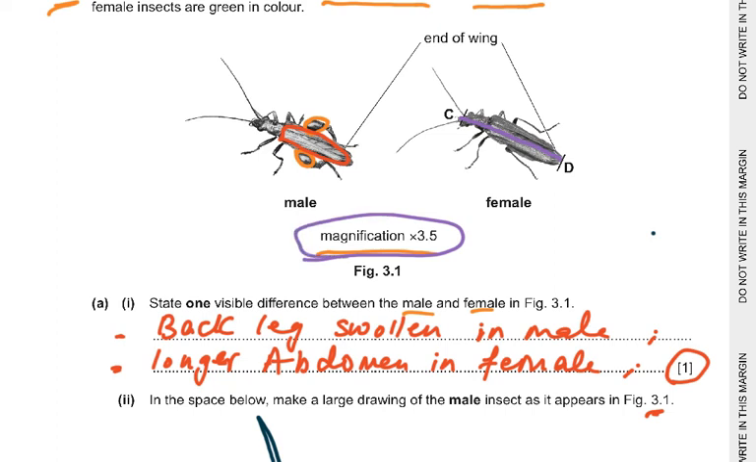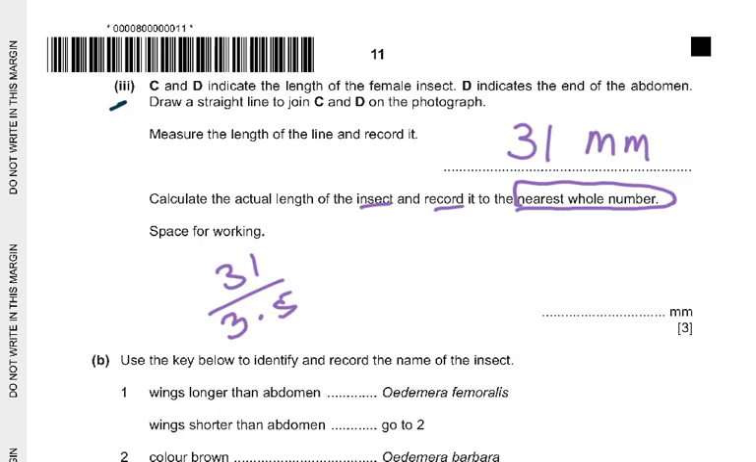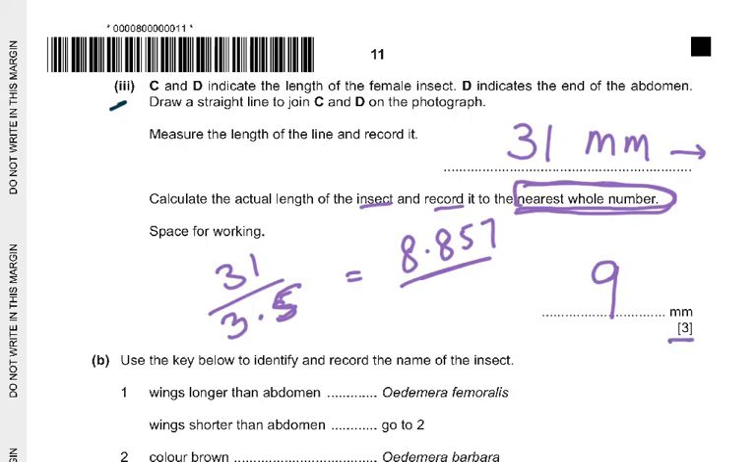So this thing, whatever it is, has been magnified 3.5 times. So if it is 31 millimeters, it is 3.5 times larger. That means you will divide it by 3.5. And then what comes out? The answer, if you use your calculator, is 8.857. But then, of course, you can't say that. Nearest whole number would be 9. So this would be 9 millimeters. You can't write 8.857. You would lose a mark. Please remember there are 3 marks. There's 1 mark for the nearest whole number.